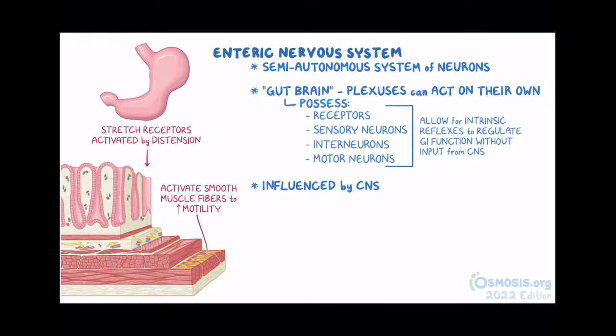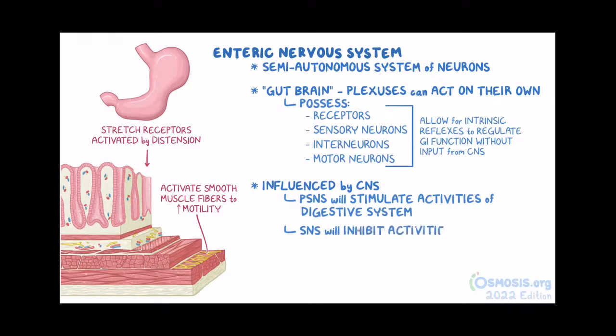Even though the enteric nervous system can act independently, though, it is still heavily influenced by the CNS, with the parasympathetic and sympathetic nervous systems modulating the activity of the enteric nervous system. In the parasympathetic rest and digest response, the PSNS will interact with the enteric nervous system to mainly stimulate the activities of the digestive system, as opposed to the sympathetic fight or flight response, where the SNS will act to inhibit the activities of the digestive system.